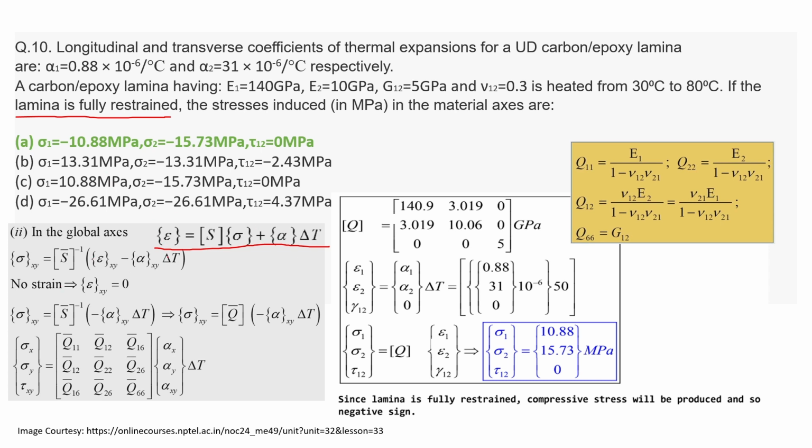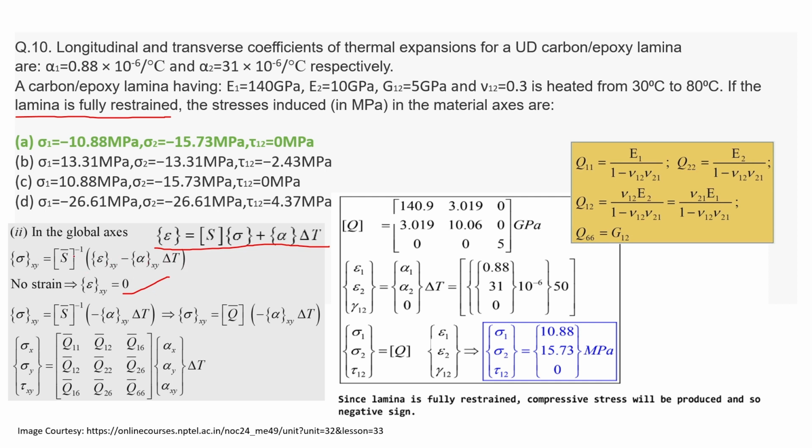That means the strain value, epsilon, will be equal to 0. So we will put this value as 0. From that, the stress in xy will become the inverse of the compliance matrix multiplied by minus alpha and delta t.